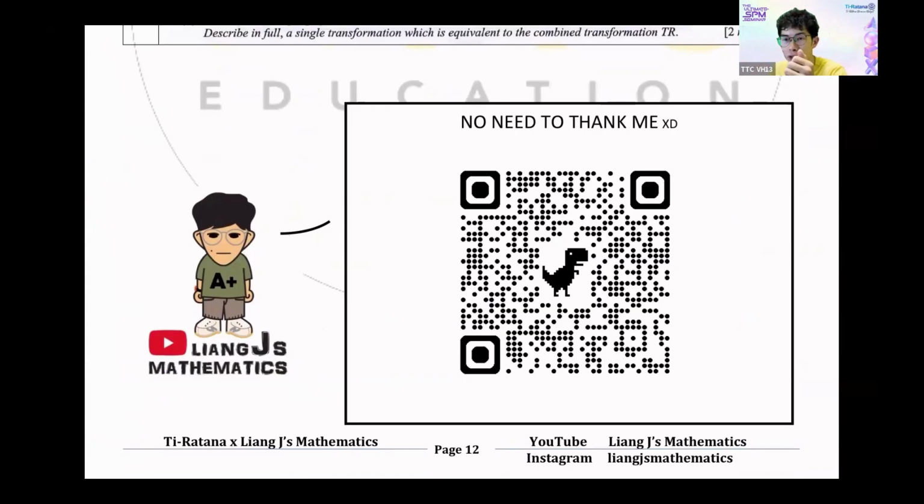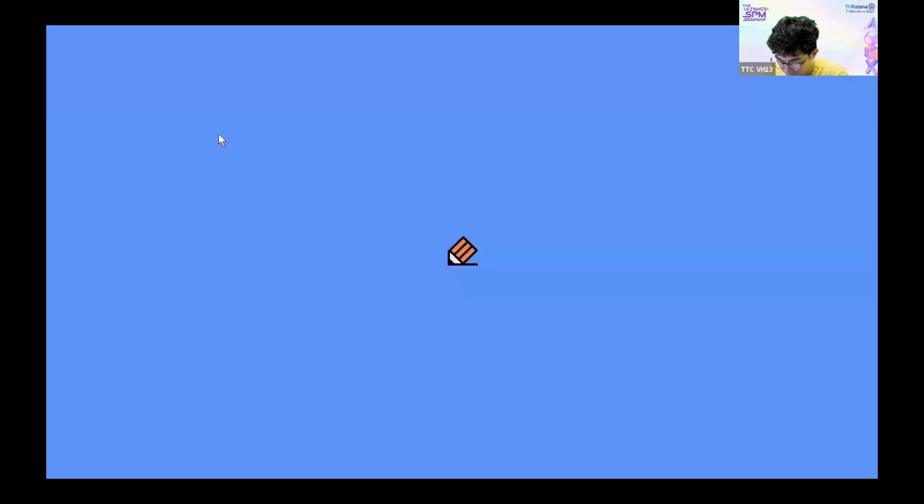If you have scanned it already, let me tell you something. If you scan it, you will notice you get something like this. I think I didn't open it. Okay, give me a bit of time. Let me quickly open this very important part so that you know what to study.